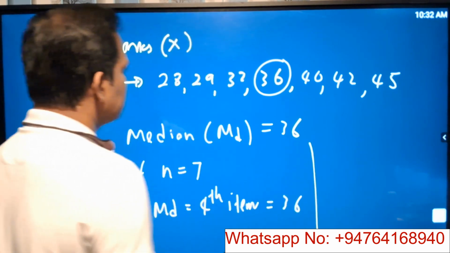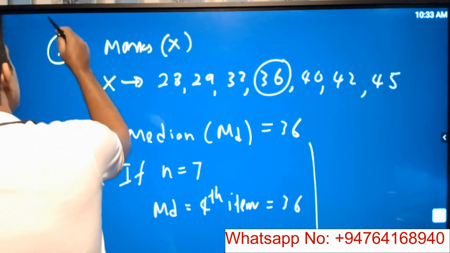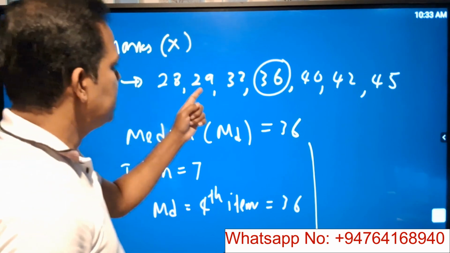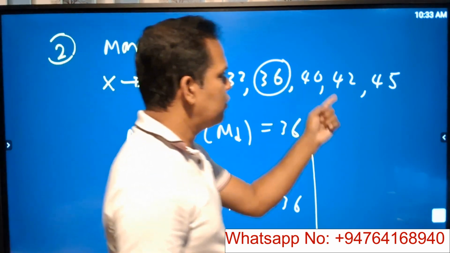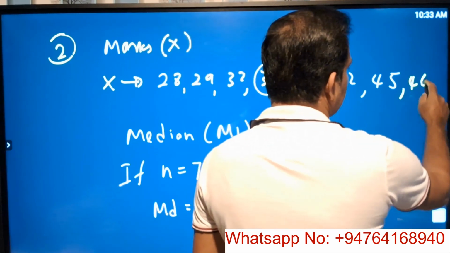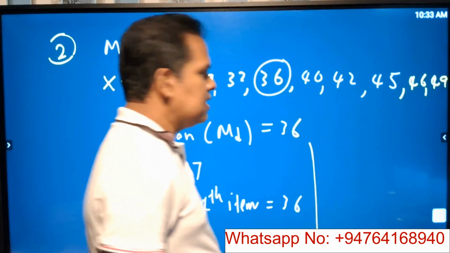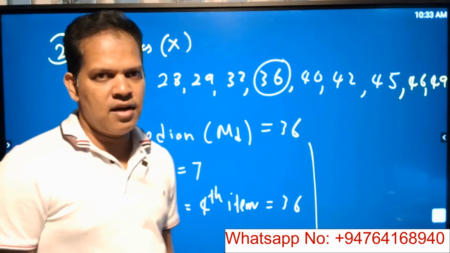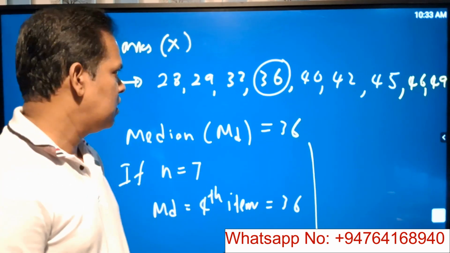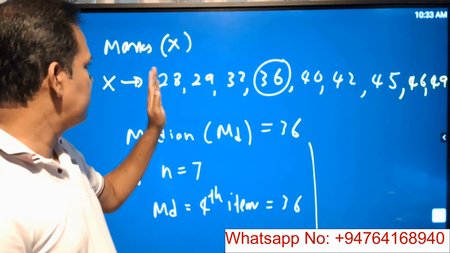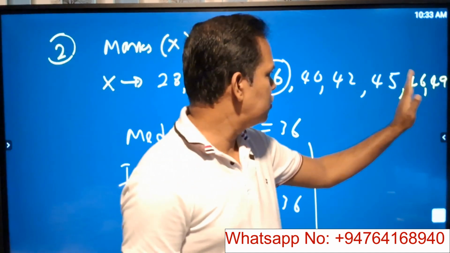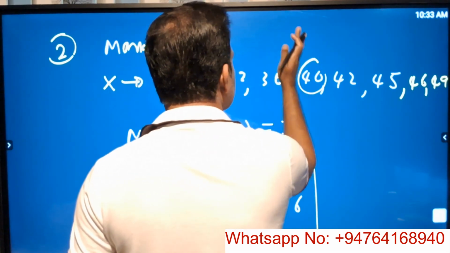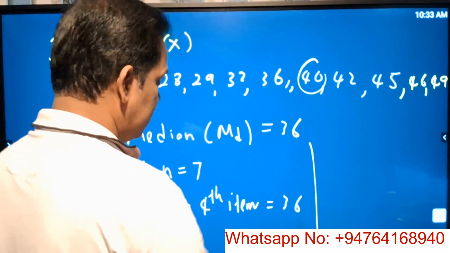Okay, let's see the second example. Now I consider my second example. My second example is 28, 29, 32, 36, 40, 42, 45, 46, 49. Then tell me what the median is. Now how many students are there? 9 students are there. Then who is the central student? Who is the mid student? That is 1, 2, 3, 4. That is 40. 40 is the mid value of this data array.